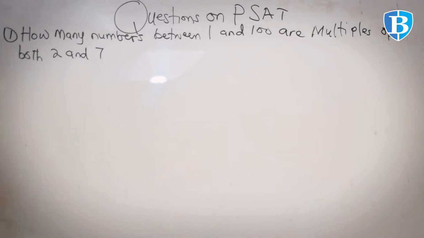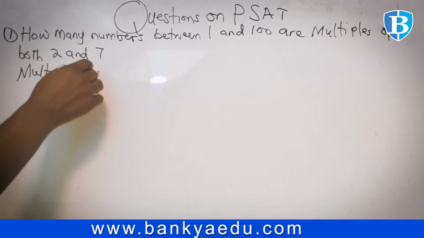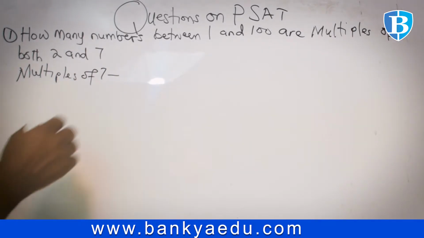Now for this: how many numbers between 1 and 100 are multiples of both 2 and 7? Very good, this is a very wonderful question. What you are going to do here is first find the multiples of 7. And the multiples of 7, they are what?